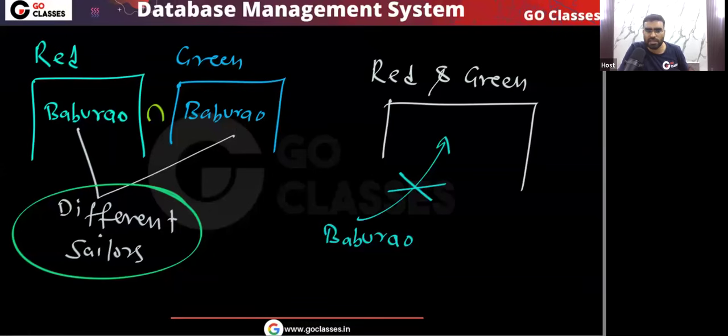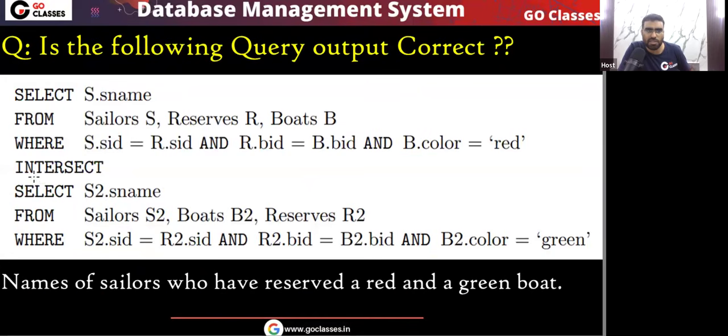So this is what I'm saying: look at this query, this is doing an intersection of the red people's names and the green people's names. So this query does not give you the right output. I hope you understood. This type of question they can ask you in the GATE exam. It is a major mistake-prone question, and many students are going to make mistakes here.